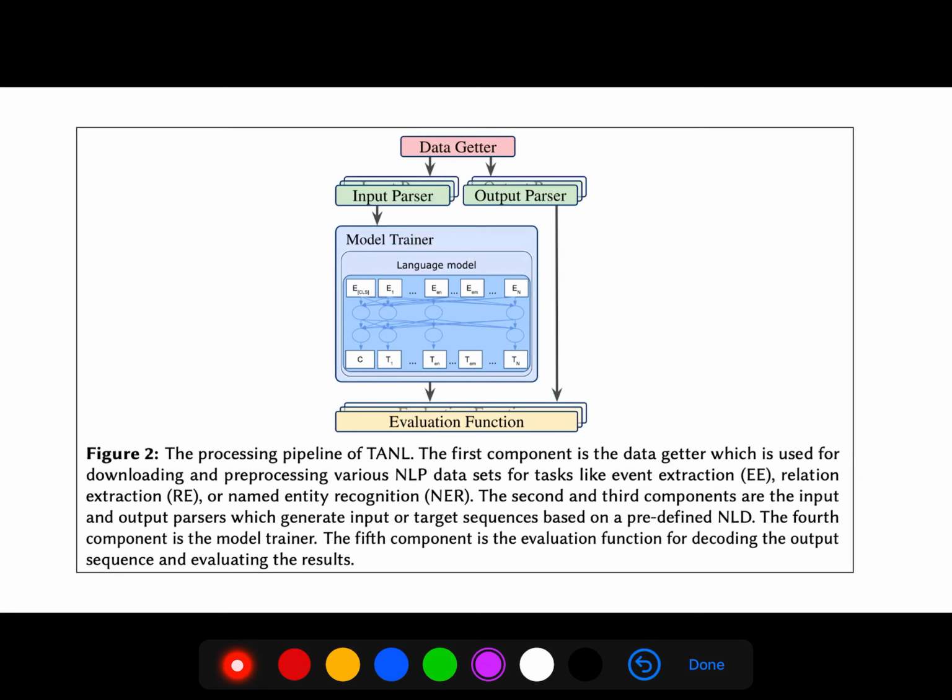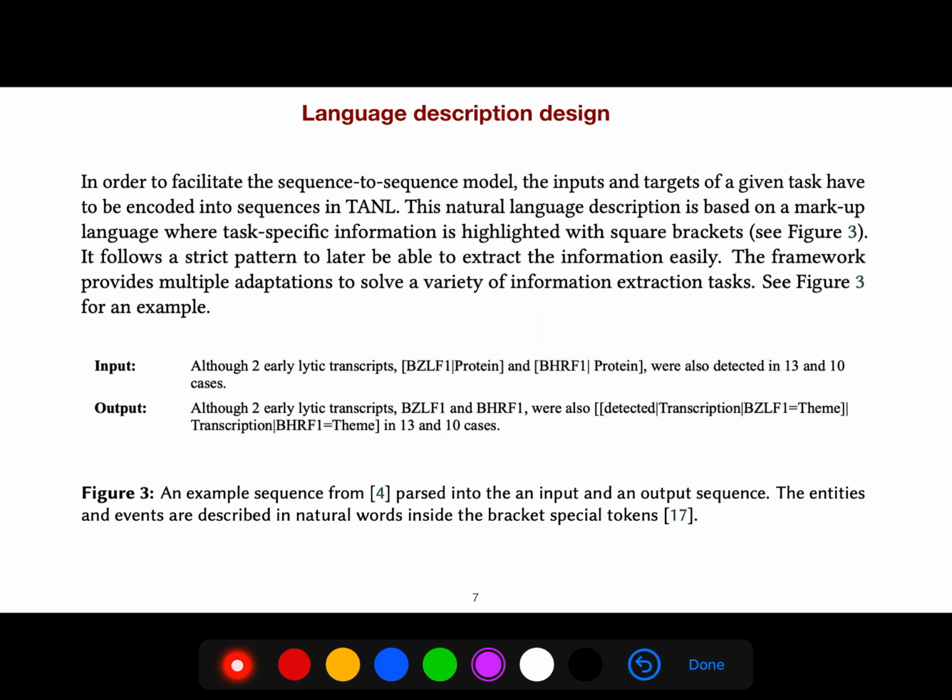The processing is like this. First, we get the data and then we give it to this language model. So we have some input and we have some output. But in order to facilitate the sequence-to-sequence model, the inputs and targets of a given task have to be encoded into sequences in TANL. This natural language description is based on a markup language where task-specific information is highlighted with square brackets. It follows a strict pattern to later be able to extract the information easily. The framework provides multiple adaptations to solve a variety of information extraction tasks.